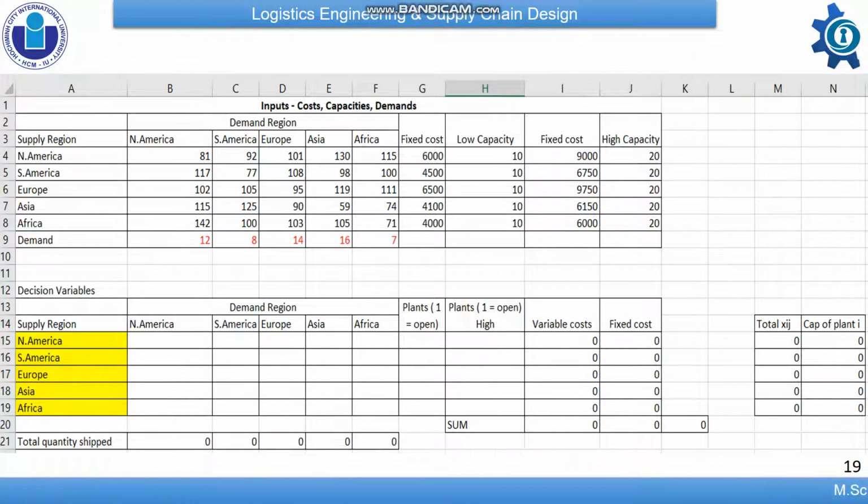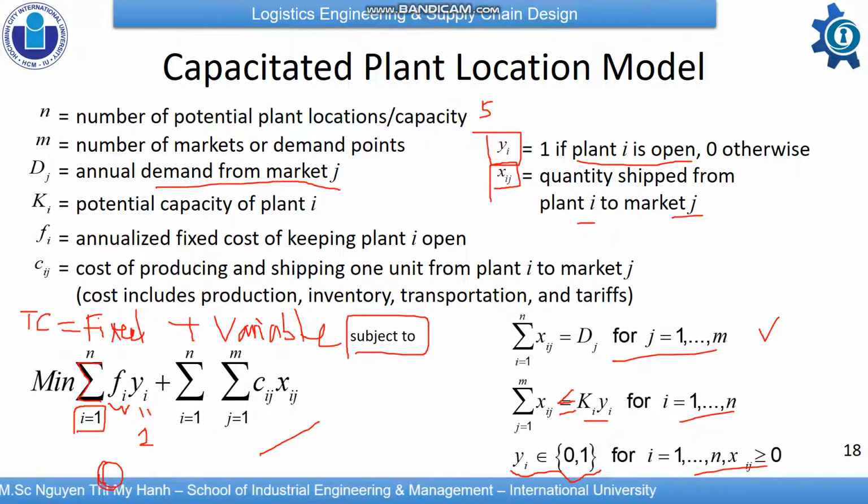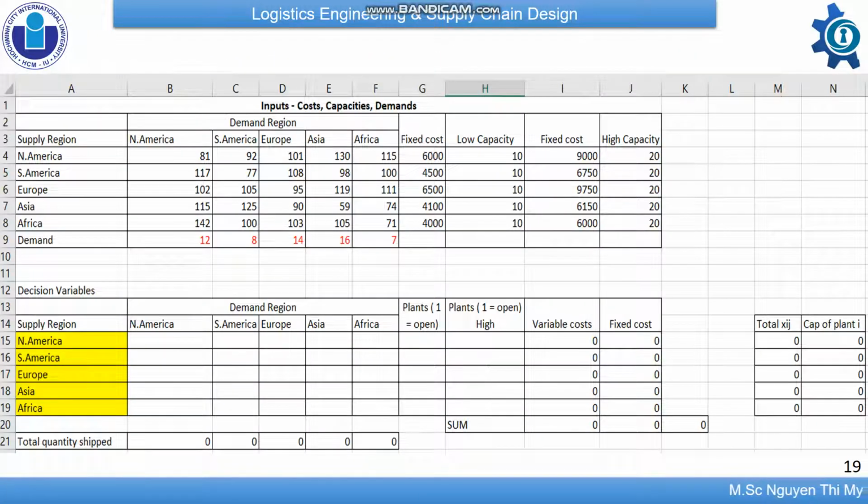So how can we solve this? We have the objective function and the constraints, three constraints. How can we solve this problem? We can use two ways. The first is to use Solver in Excel, or the second is to use other software like Lingo or CPLEX. First I will teach you how to solve this problem in Excel. This is the easier way.